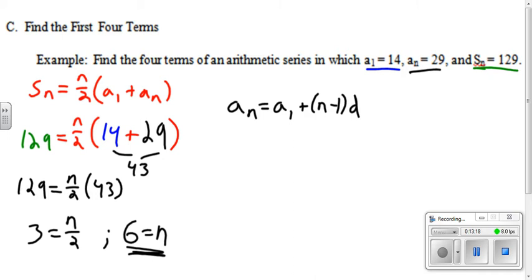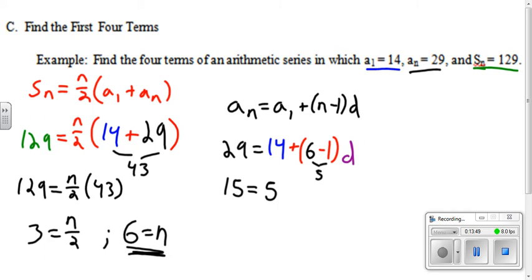So we would say 29 is our a sub n equals 14 was our a sub 1 plus n is 6 minus 1, and we don't know d yet. That's what we're trying to find. Well, we can take away the 14 from both sides right away, leaving us with 15 equals 5 times d. And now at this point we just need to divide both sides by 5, leaving us with 3 equals d.